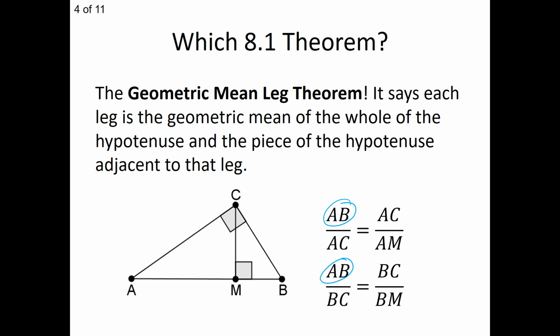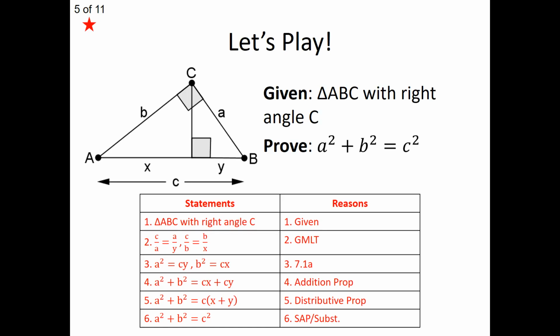The next thing we see is that in each proportion each leg is being used as the geometric mean. AC is a leg, BC is a leg. Now these last two little pieces, AM and BM, what do we know about them? They are both parts of the hypotenuse. I wonder what happens if you add those two parts together. It will equal the whole hypotenuse. So we're going to use all these components to bring to life the Pythagorean theorem. All right, so let's play.